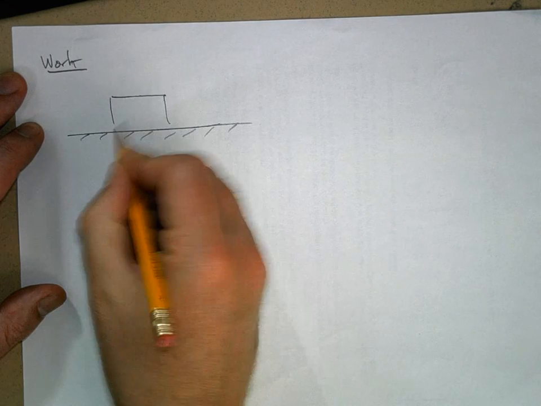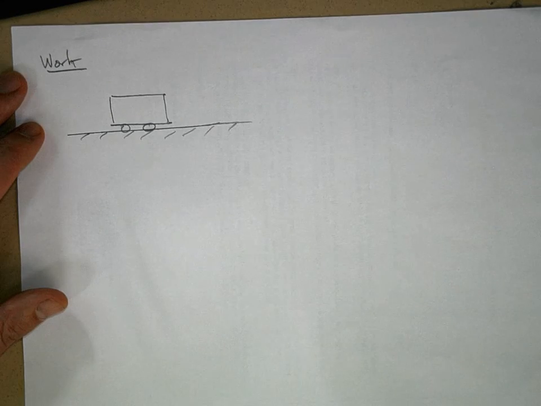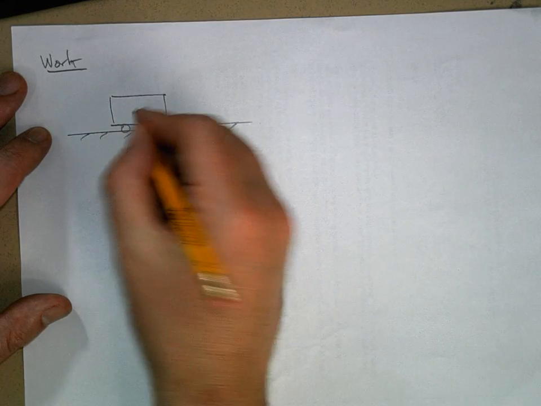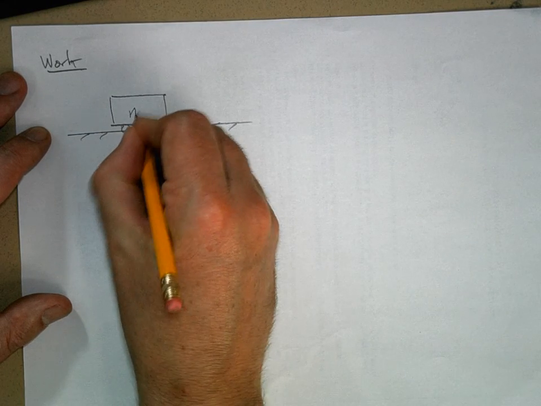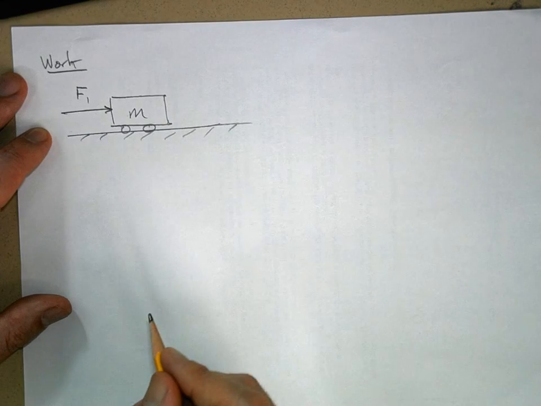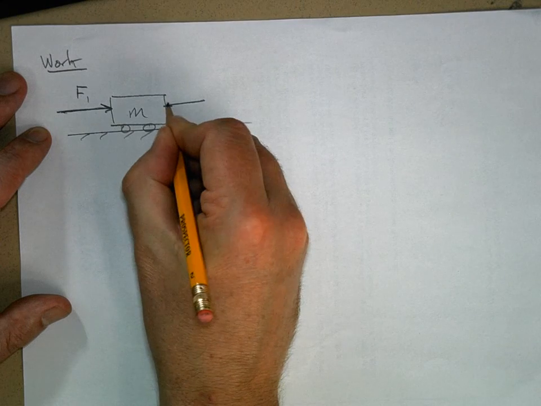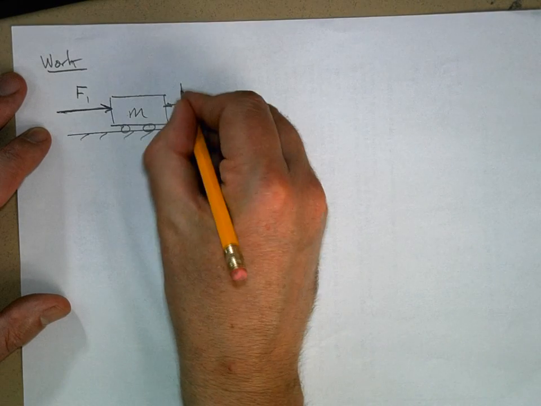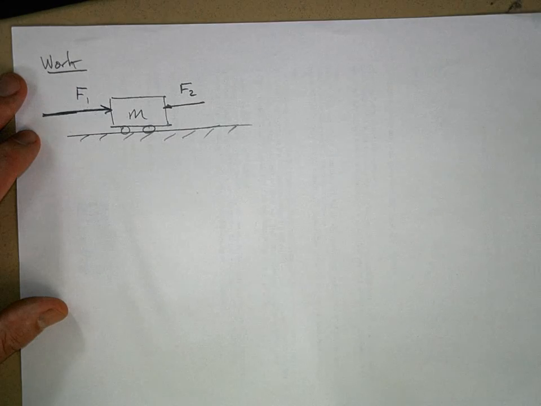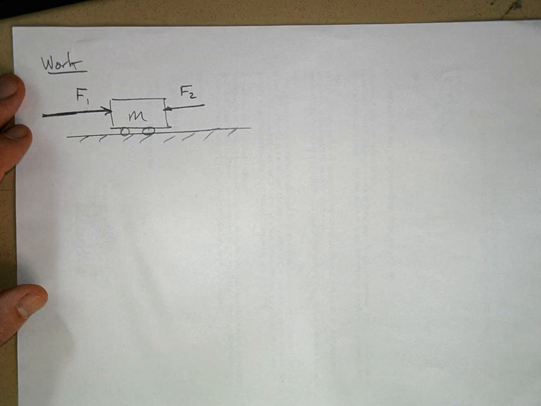Let's take a look at a cart here, and we'll put it on wheels. Why? Because we want to say there's no friction in this problem. And let's say this has a certain mass, and let's apply a force like this. Here's F1. Say if somebody else is pushing it the other way, here's F2. But we'll say that F2 is smaller than F1. Now we know from the previous units that this object is going to accelerate to the right because there's a net force to the right.